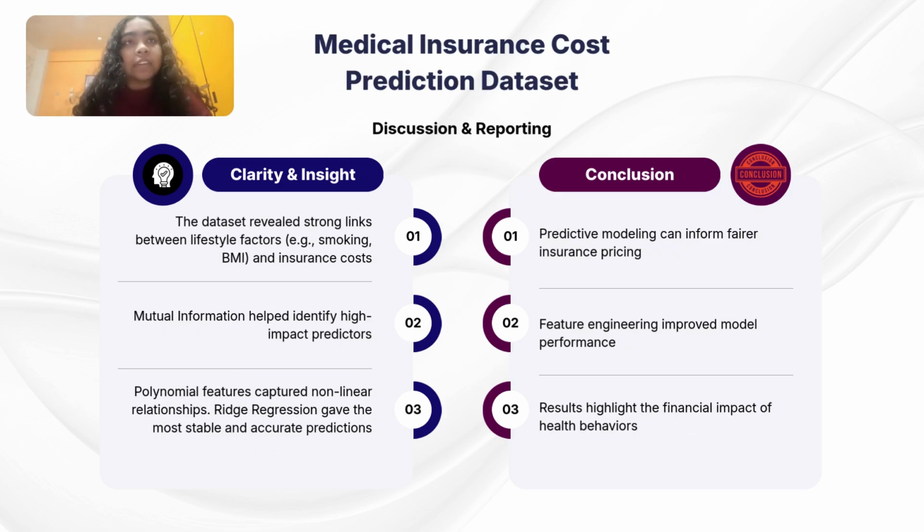For the medical insurance dataset, we found a strong connection between lifestyle factors such as smoking and BMI and the final insurance charges. Mutual information helped identify the most important predictors, and polynomial features helped capture non-linear relationships. Feature aggregation performed the best overall. These results show how machine learning can be used to estimate insurance costs more fairly and accurately.